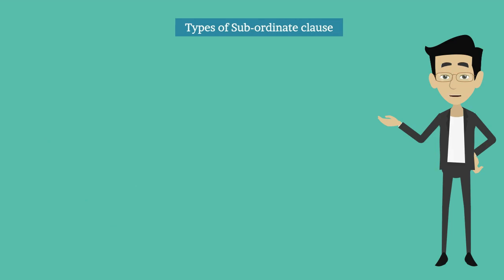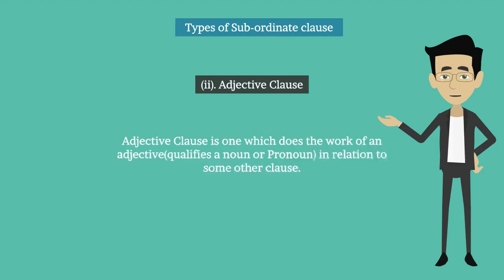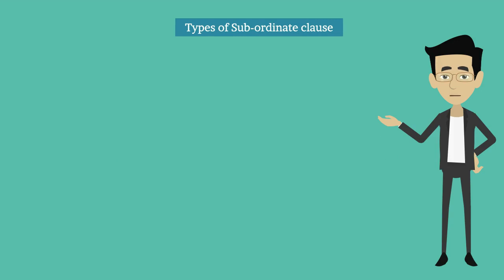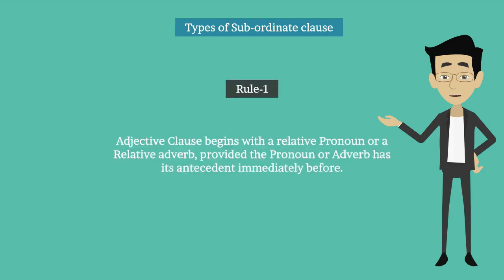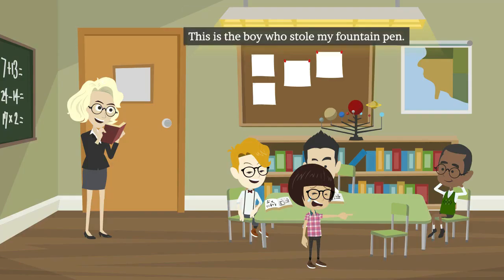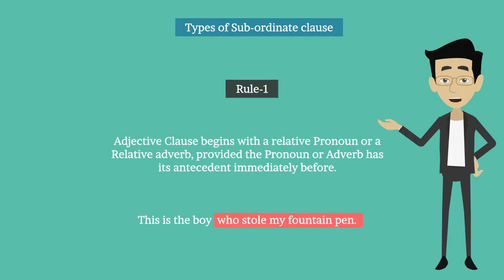Now the second one. Adjective clause is one which does the work of an adjective, qualifies a noun or pronoun in relation to some other clause. Rules of adjective clause. Rule number 1. Adjective clause begins with a relative pronoun or a relative adverb, provided the pronoun or adverb has its antecedent immediately before. For example, this is the boy who stole my fountain pen. In this, who stole my fountain pen is an adjective clause because it begins with the relative pronoun who and its antecedent boy has been used immediately before it.